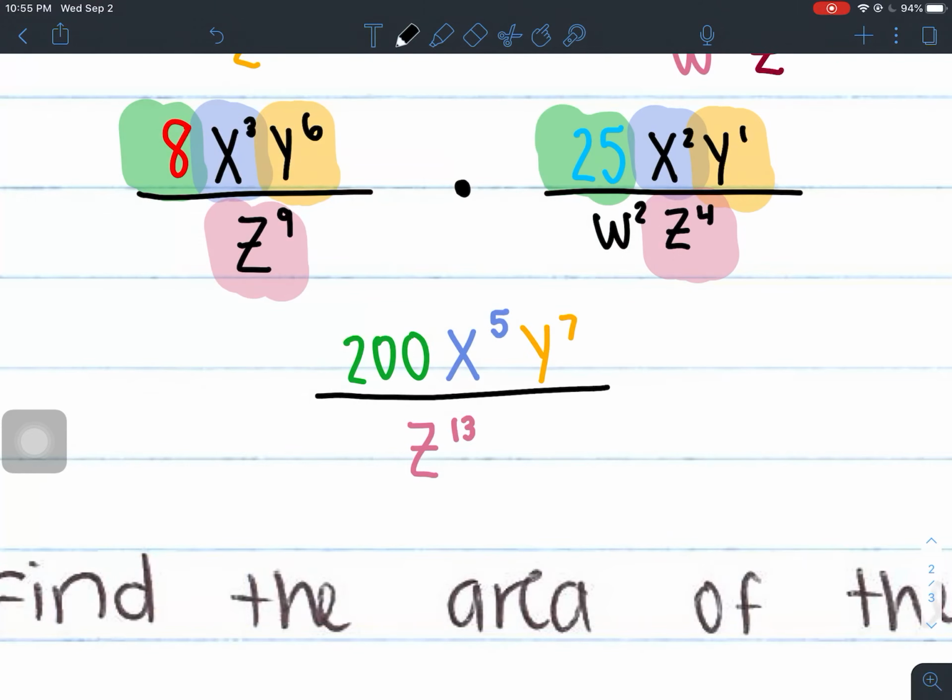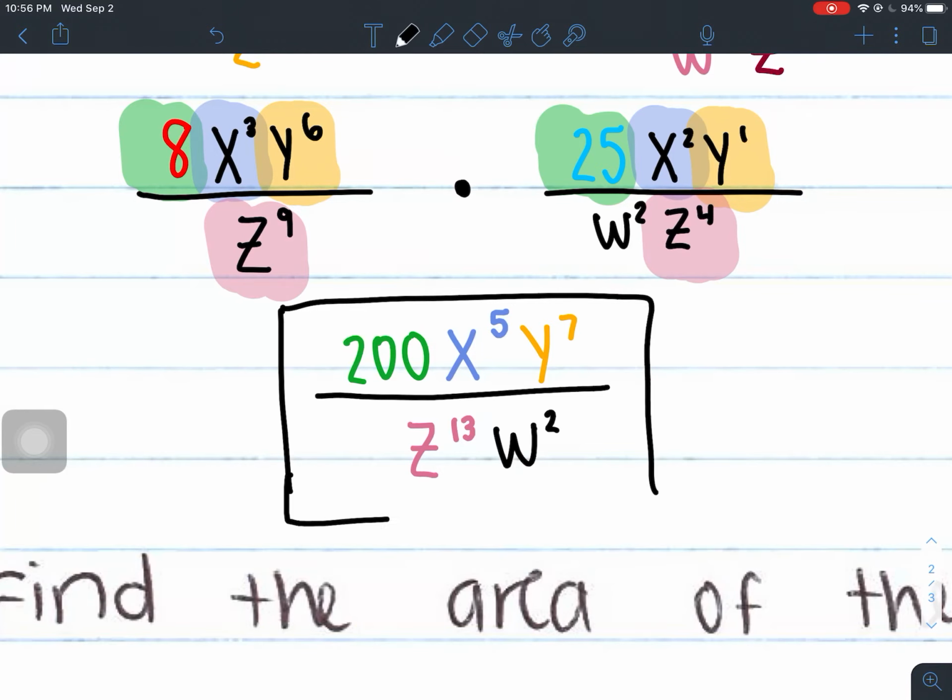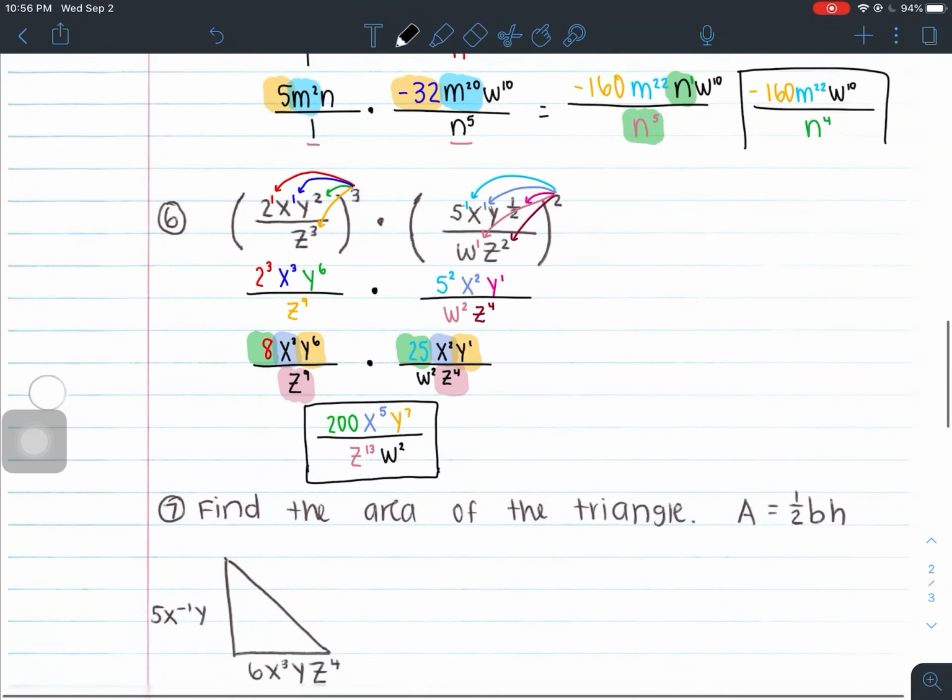Okay? And then that w squared, there's no like bases with it, so I would leave it exactly as is. There's nothing I can do to it. Okay, so I'll just leave it in the denominator. Now, how do you know you're finished? When you have no bases that you can combine together. Doesn't look like I have any, so I'm finished with this problem. There's nothing else I can do.